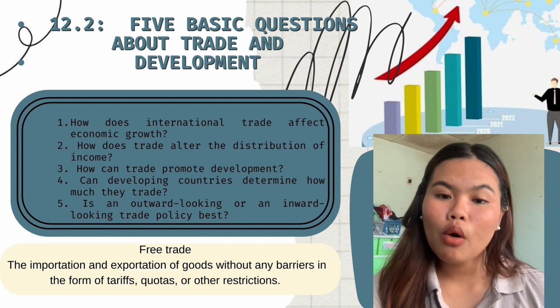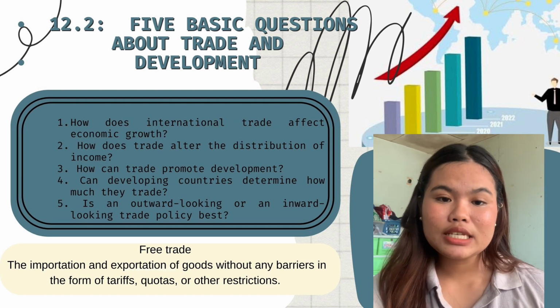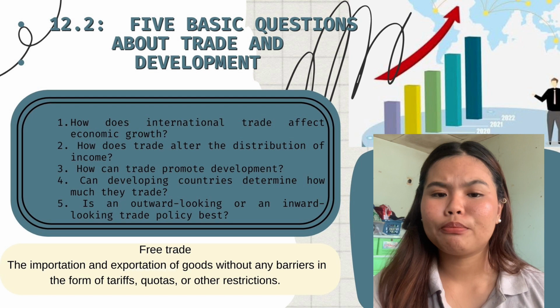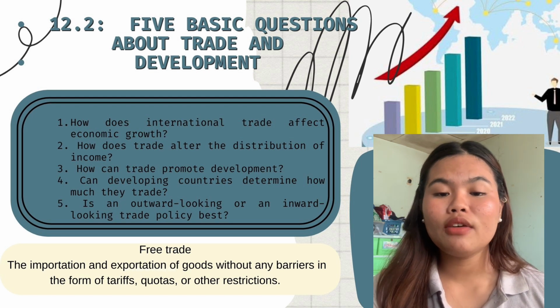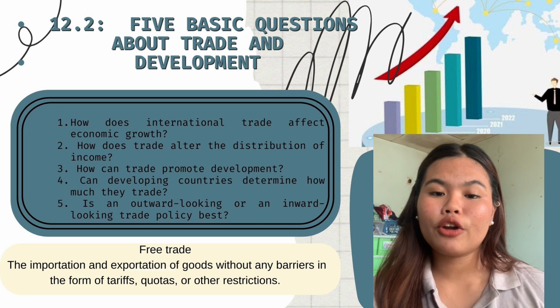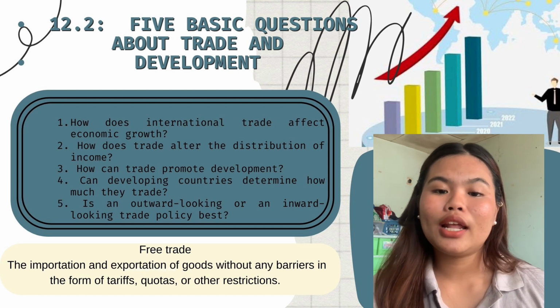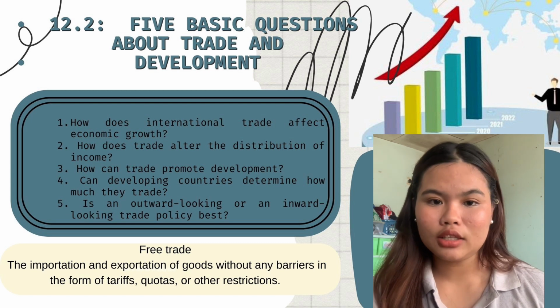And third, how can trade promote development? Trade helps countries achieve development by promoting and rewarding the sectors of the economy where individual countries possess a comparative advantage, whether in terms of labor efficiency or factor endowments. It also lets them take advantage of economies of scale.